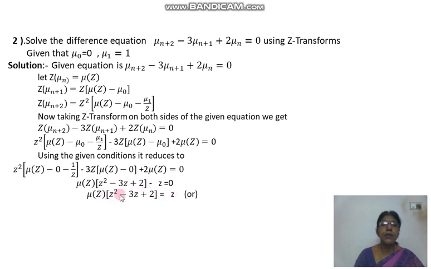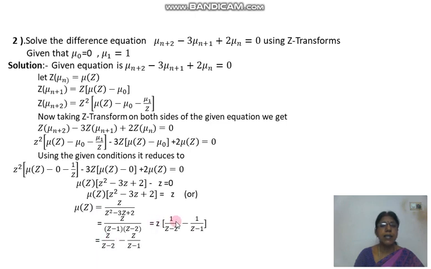Then U(z) into some value is there. Now it can be written as U(z) is z by z square minus 3z plus 2, which can be written by making it into partial fractions or factors. It is z minus 1 into z minus 2. Z brought outside, 1 by (z minus 1) into (z minus 2). After making the partial fractions, you get 1/(z minus 2) minus 1/(z minus 1). This is U(z). Now it can be written as z/(z minus 2) minus z/(z minus 1).